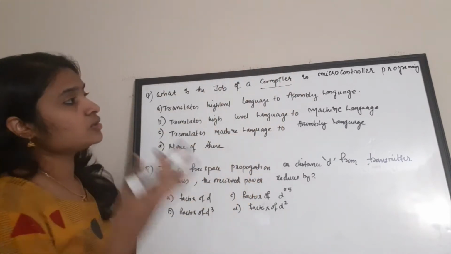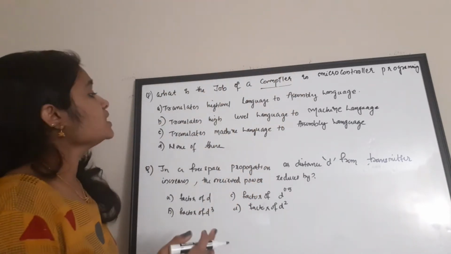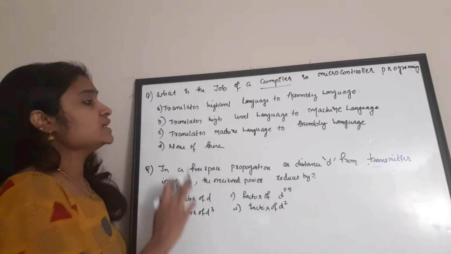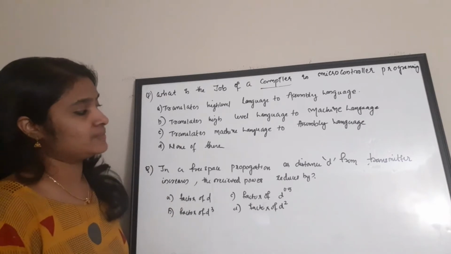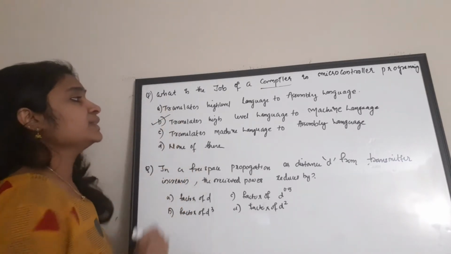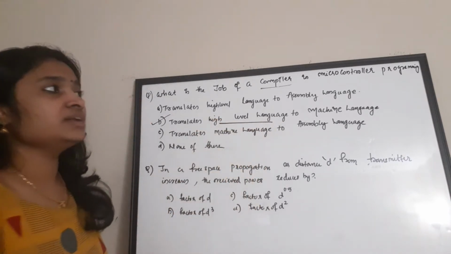Okay, so here the options given are: A, translates high level language to assembly language, B, translates high level language to machine language, C, translates machine language to assembly language, D, none of this. So the correct answer here is option B, that is translating of high level language to a machine language.